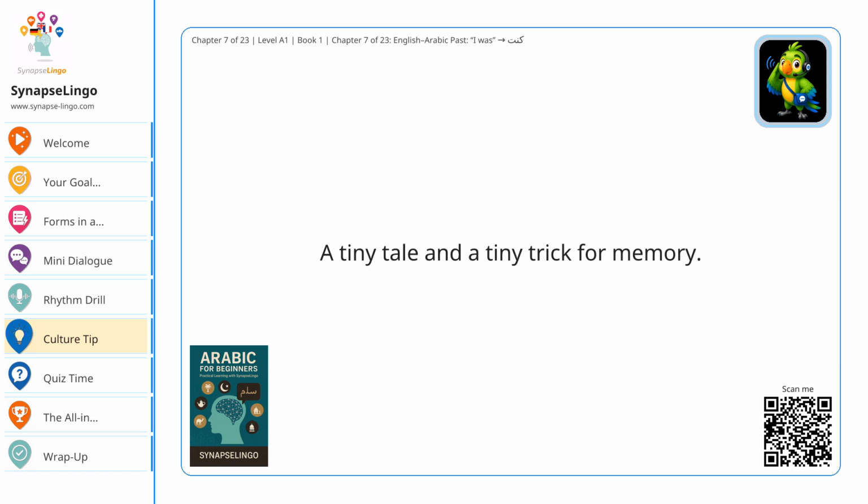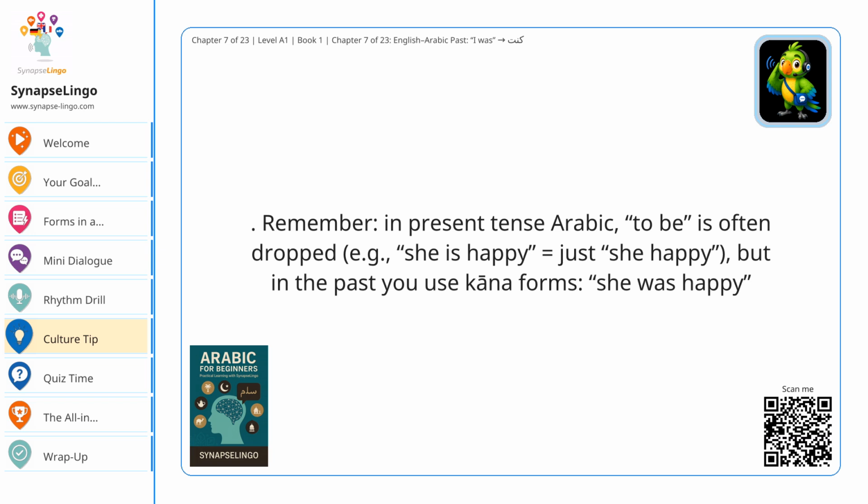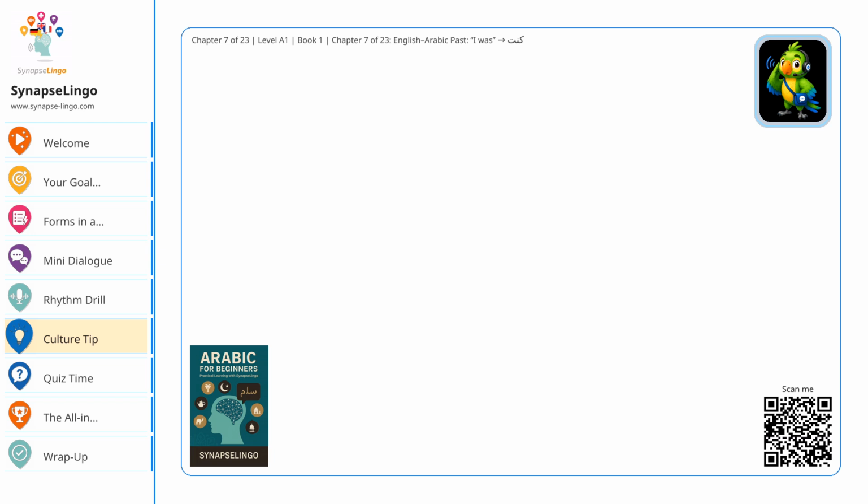Culture tip. A tiny tale and a tiny trick for memory. Arabic stories often begin with "once upon a time." كان يا ما كان. Remember, in present tense Arabic, "to be" is often dropped, e.g., "she is happy" equals just "she happy," but in the past you use kana forms. She was happy. كانت سعيدة. Bonus negatives. I was not. لم أكن. He was not. لم يكن.